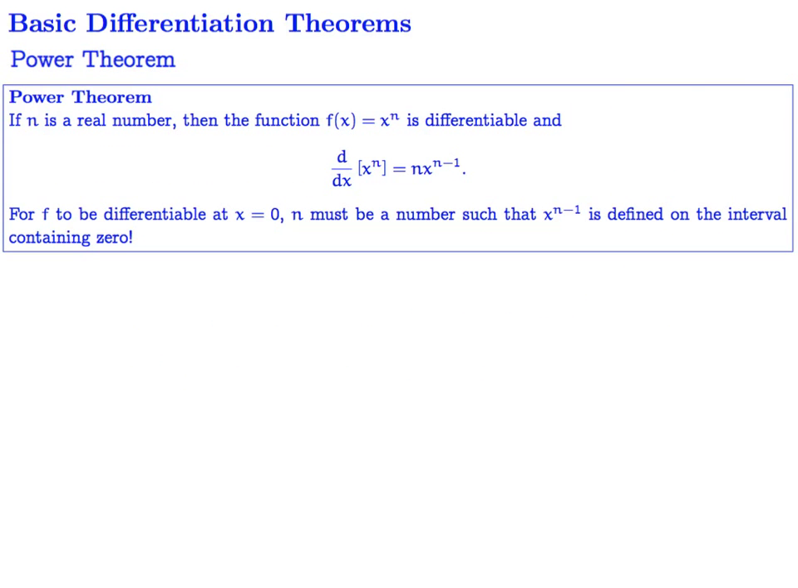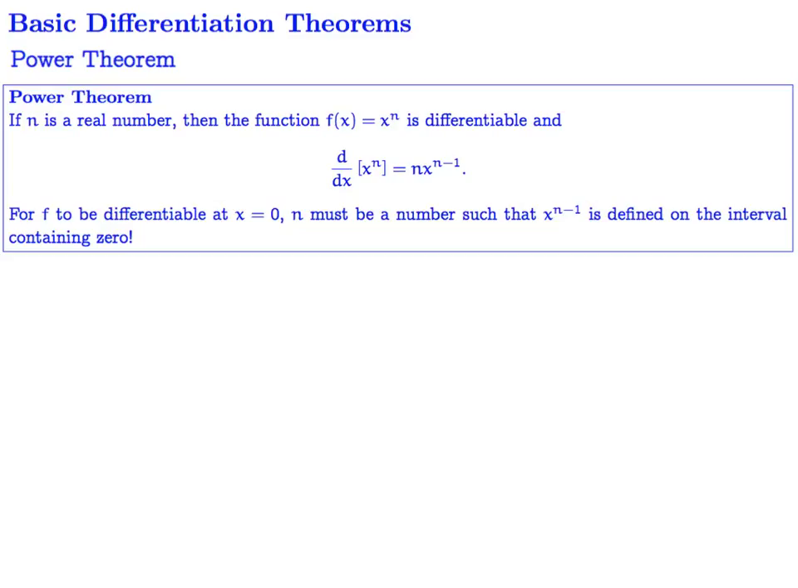So next what we have is what we call the power theorem. It says if n is a real number, that is if your exponent's a real number, then the function f of x equals x to the n is differentiable, and the derivative of x to the n is going to be equal to n times x to the n minus 1, as long as this thing makes sense. So for f to be differentiable at 0, n must be a number such that x to the n minus 1 is defined on the interval containing 0, okay? So as long as this thing makes sense when you compute it, it is going to be the derivative. We'll talk more about this in a little bit.